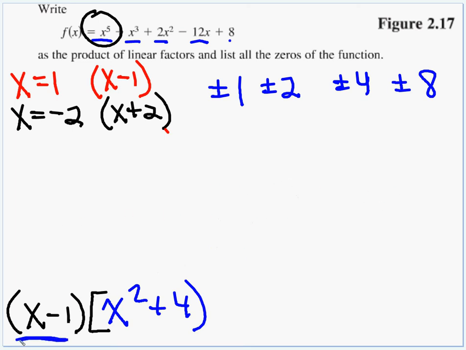So here's a factor. We've already had that one, but remember we can have repeaters. I'm just going to list it here just to show all of them. So here's another x minus 1 factor. So we do have an x equals 1, another solution. And now we're left with this x squared plus 4.